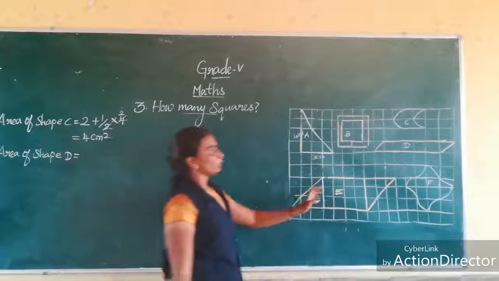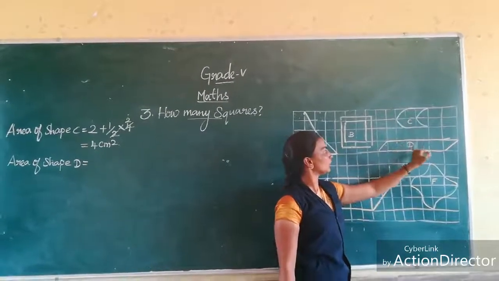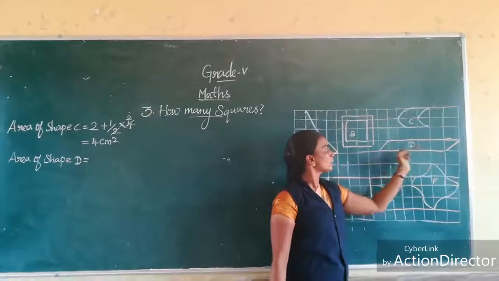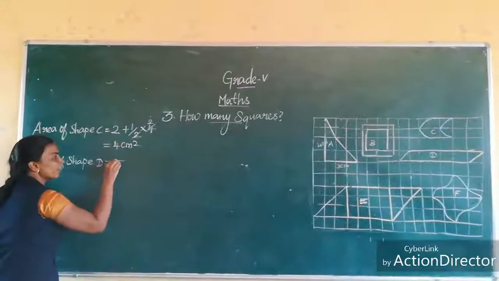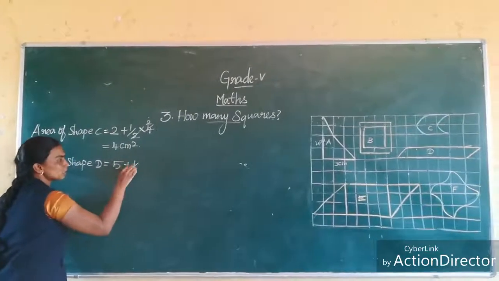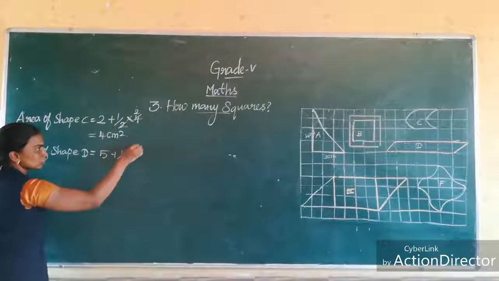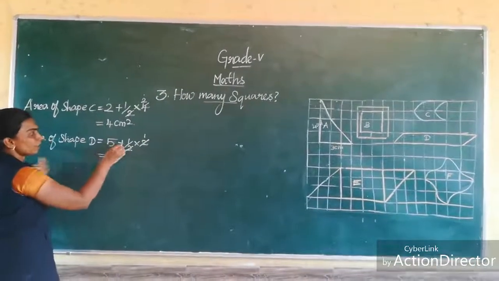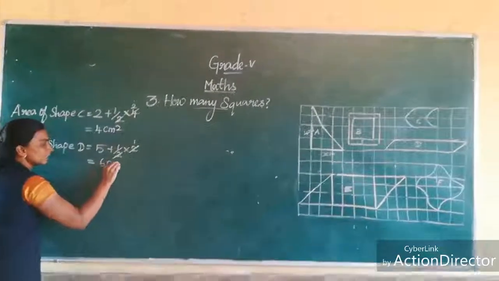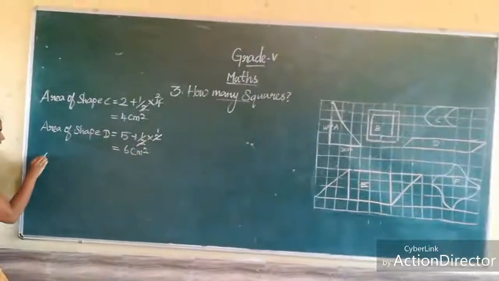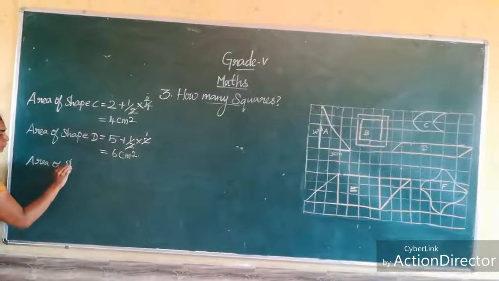Area of shape D. First we want to know the full squares. How many full squares? 1, 2, 3, 4, 5. 5 full squares. How many half squares? 2 half squares. So here you write 5 full squares plus 1 by 2 into 2 half squares. 2 1s are 2. See, 5 plus 1 into 1 that is 1. 5 plus 1, 6 centimeter square. Next, area of shape E.